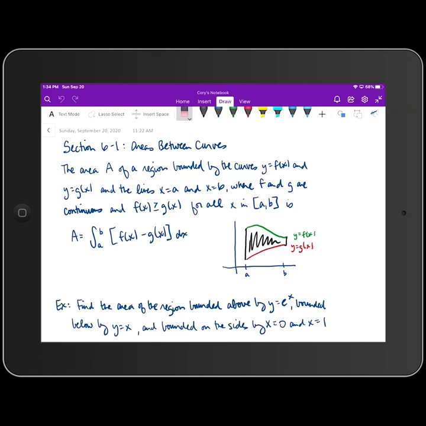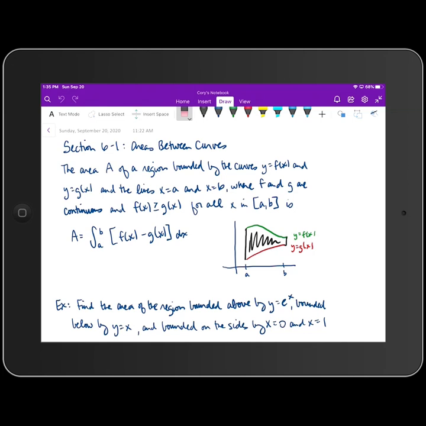So we're going to start chapter 6 with section 6.1, looking at area between curves. It says the area A of a region bounded by the curves y equals f of x and y equals g of x, and the lines x equals a and x equals b, where f and g are continuous, and f of x is greater than or equal to g of x for all x in the closed interval from a to b, is given by the integral from a to b of the larger function f of x minus the smaller function g of x, which we are integrating with respect to x.